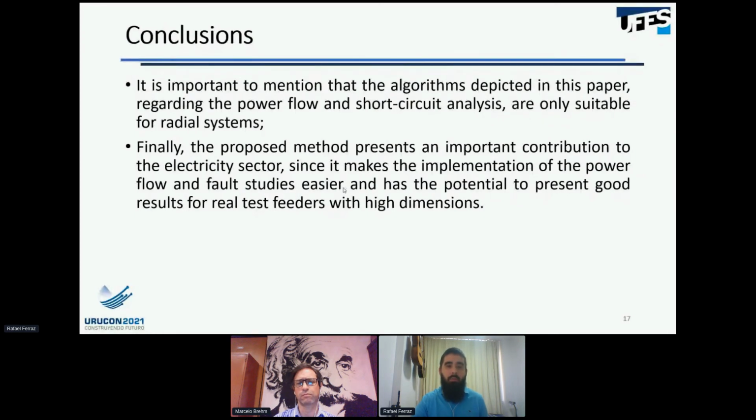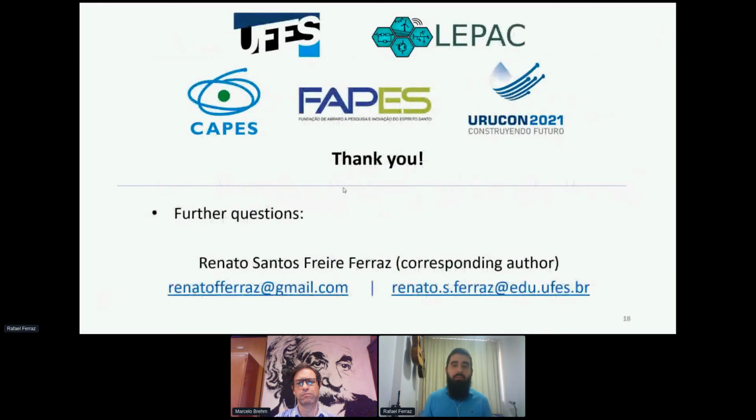Finally, the proposed method presents an important contribution to the electricity sector, since it makes the implementation of the power flow and fault studies easier and has the potential to present good results for real test feeders with high dimensions. So thank you, everyone.